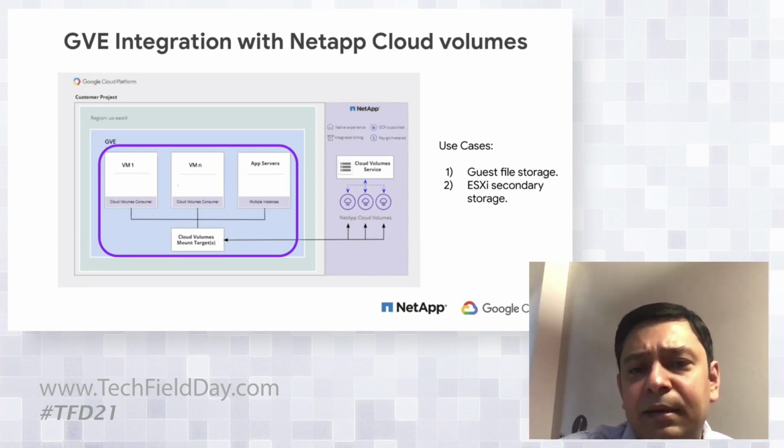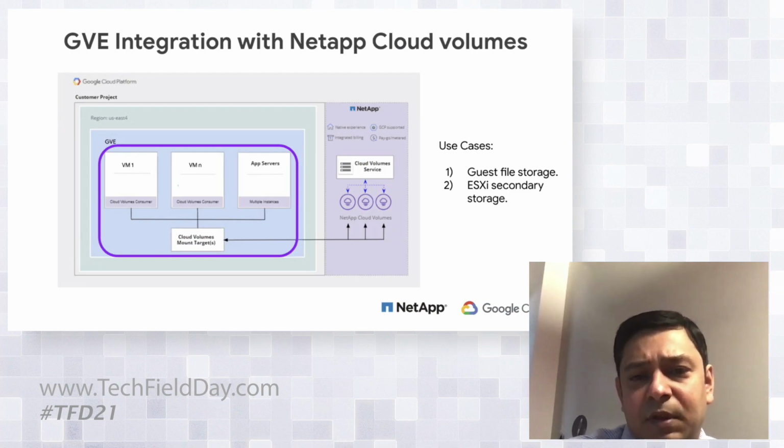There is integrated billing and pay-as-you-go metering by Netapp. So the customers get an integrated bill from Google Cloud, which includes their consumption of Netapp Cloud Volumes. So this is an example of how we can enable integration with such third-party marketplace services.